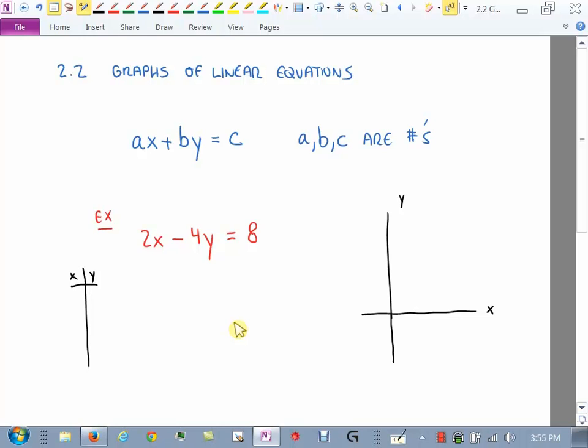Six and one work, everyone? Yes? 6 and 1? Because if you plug 6 in for x, you get 12. And you plug in 1 for y, you get -4. So 12 minus 4 is 8. What else? 8 and 2? You all agree with that? 2 times 8? 16 minus 4 times 2, so -8. 16 minus 8 is 8. Any others?